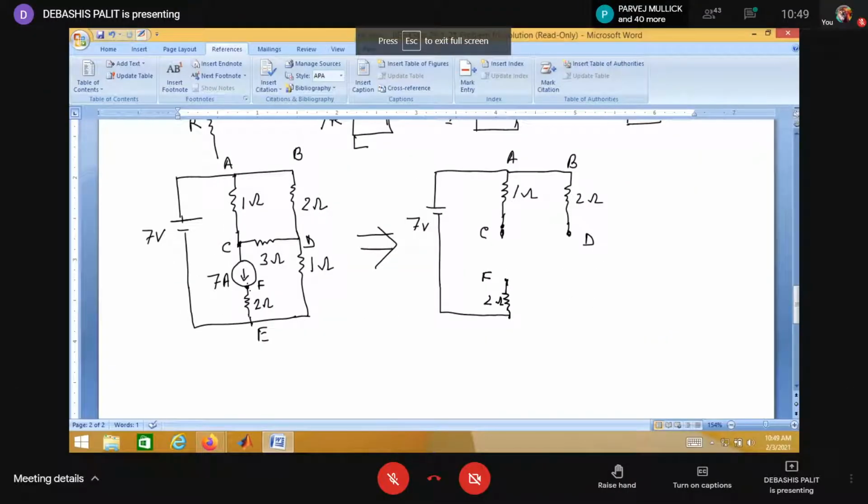It can also be driven through another path. So my initial point is C and my terminating point is F. So I can go from C to F through these directions also. Means I can go from C to F in this direction, through this direction, and then this direction.